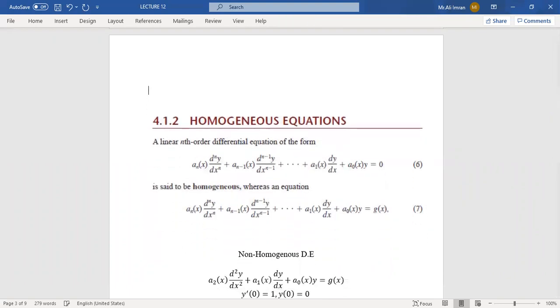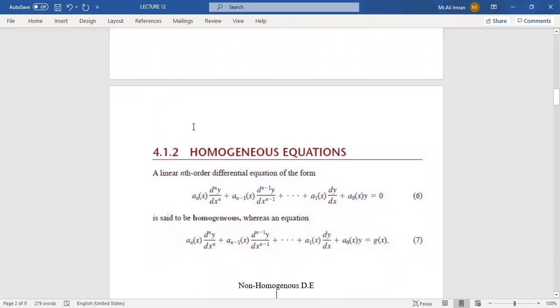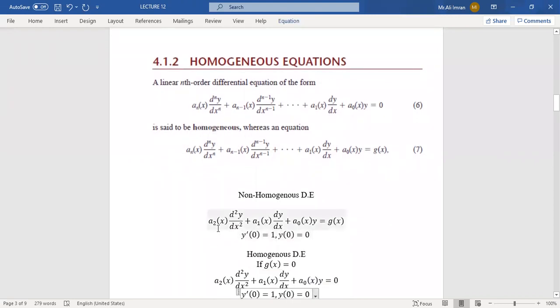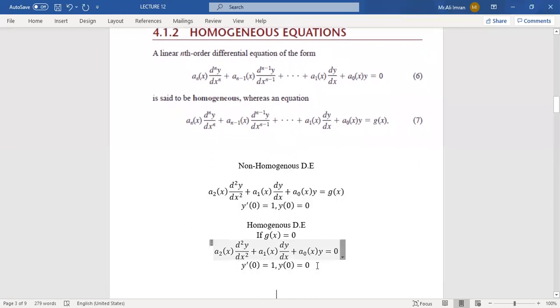Previously, we have studied homogeneous differential equations for first order ordinary differential equations. Now we will generalize this idea for other differential equations. Simply, if the differential equation is equal to 0, that is called a homogeneous differential equation. In equation 6, the nth order differential equation is equal to 0. This is called the homogeneous differential equation. If this differential equation is not equal to 0, and there is a function of x, the independent variable, that differential equation will be non-homogeneous. For convenience, if n is equal to 2, a_2(x) d2y/dx^2 plus a_1(x) dy/dx plus a_0(x) y is equal to g(x). This is the non-homogeneous equation. If we put g(x) equal to 0 in this differential equation, then we will have the homogeneous differential equation.